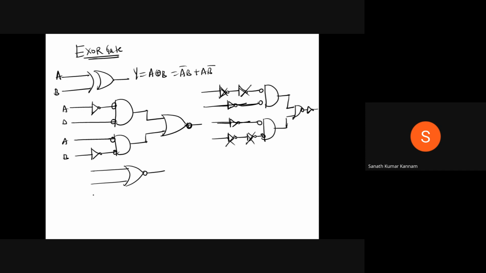That means this one is connected like this. And next, here also I need to connect like this. This one is a NOR gate, and this is one more NOR gate. So I am connecting and combining these two NOR gates, and I am rearranging the circuit.